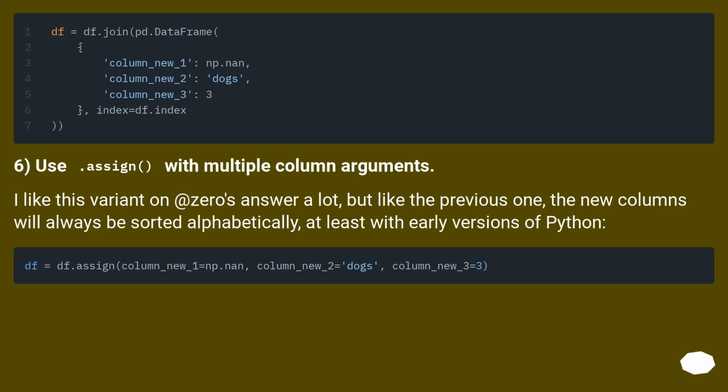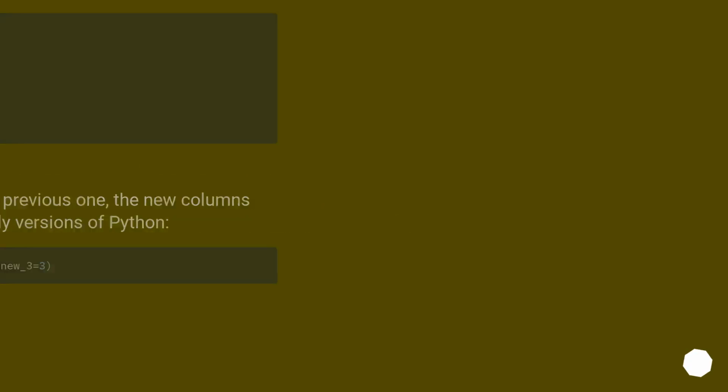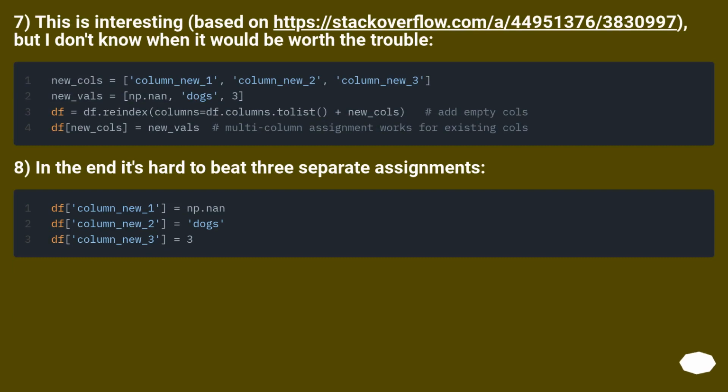6. Use .assign with multiple column arguments. I like this variant on @0's answer a lot, but like the previous one, the new columns will always be sorted alphabetically, at least with early versions of Python. 7. This is interesting, based on this URL, but I don't know when it would be worth the trouble. 8. In the end it's hard to beat three separate assignments.